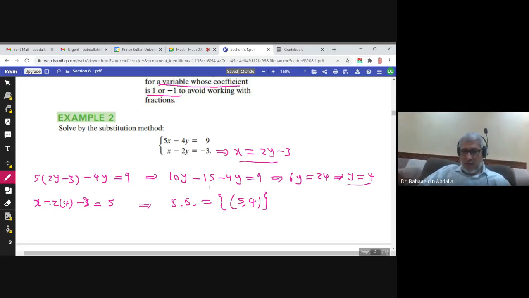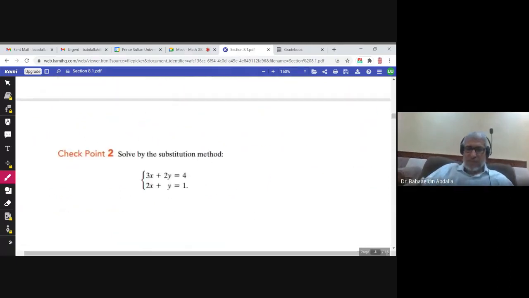And you can check that actually it is a solution. So 5 times 5, 25, minus 4 times 4, 16. 25 minus 16 is actually 9, and 5 minus 2 times 4, 5 minus 8 is -3. So this ordered pair satisfies both equations, so it is the solution of this system.